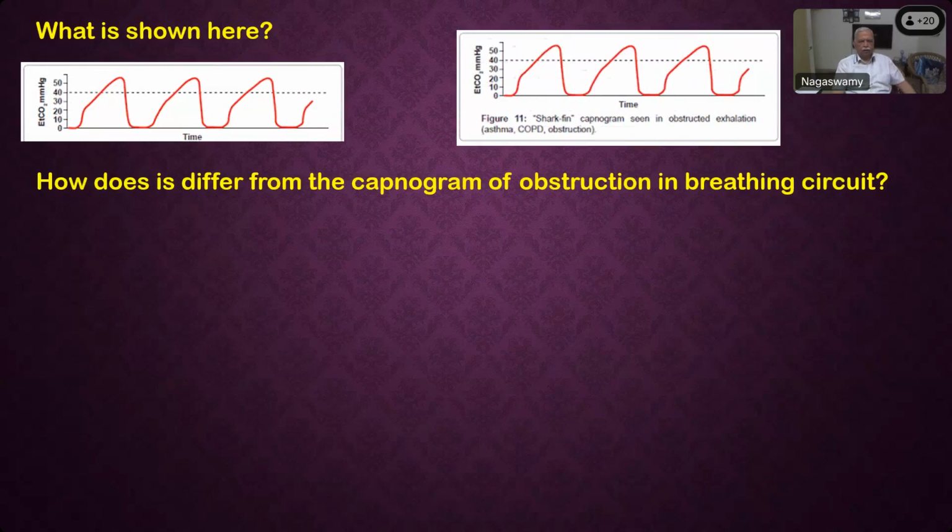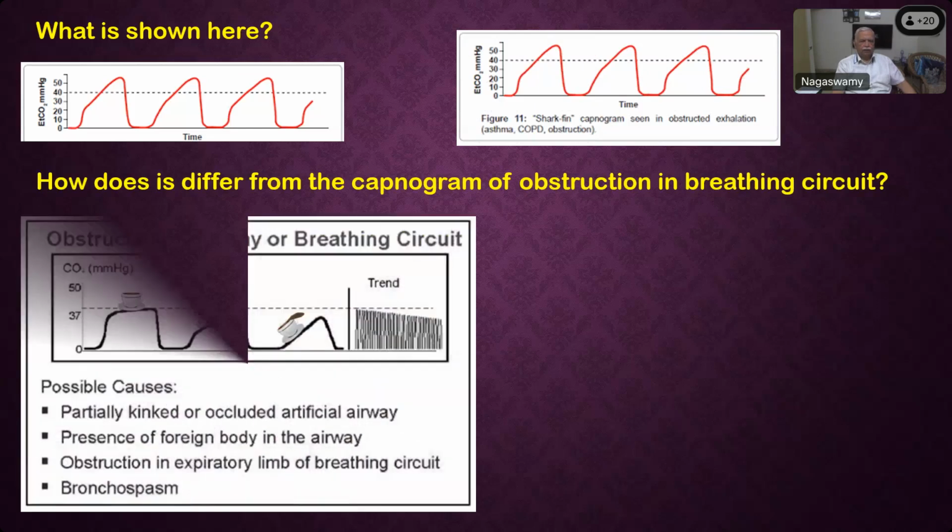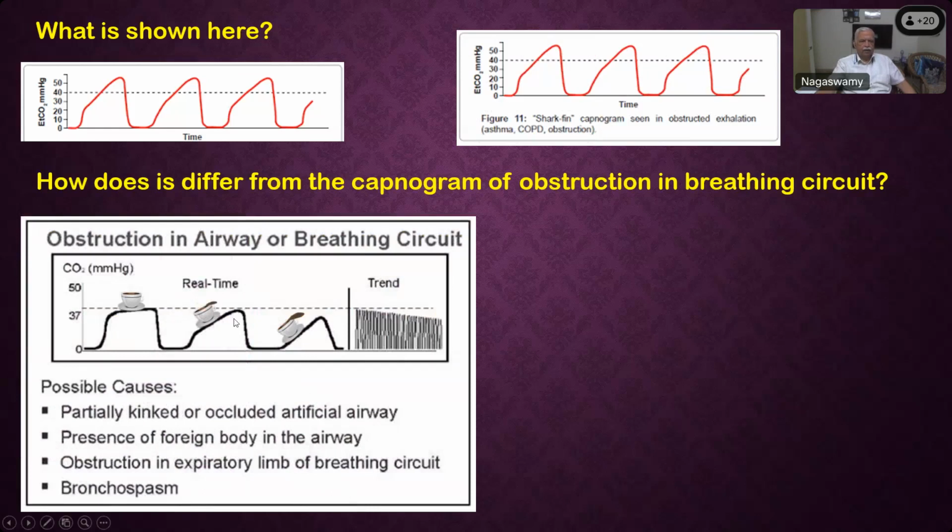Supposing you have an obstruction in a kinked tube or a non-functioning valve, there is also obstruction. So how to differentiate between the obstruction due to bronchospasm or COPD and the machine? If you find this, this will be the picture. Here the downslope will be increasing more and more, and the trend will go down. So with airway or breathing circuit obstruction, it will not be a uniform shark fin like this. It will initially be prolonged expiration, but gradually it will become lower and lower.